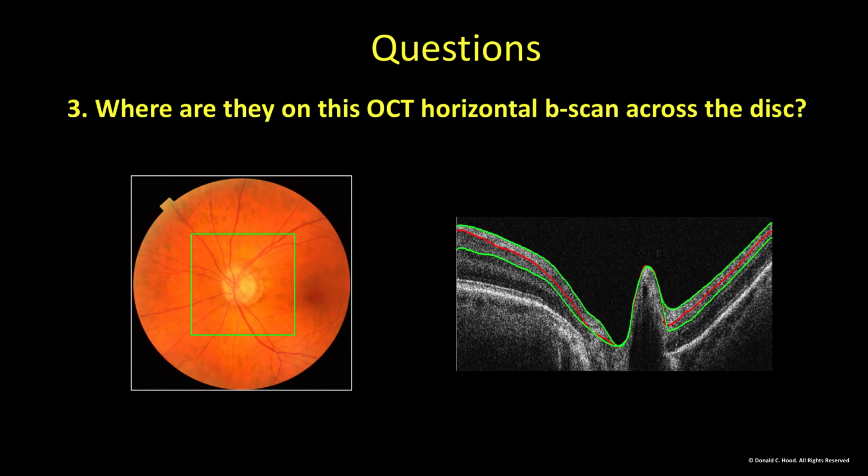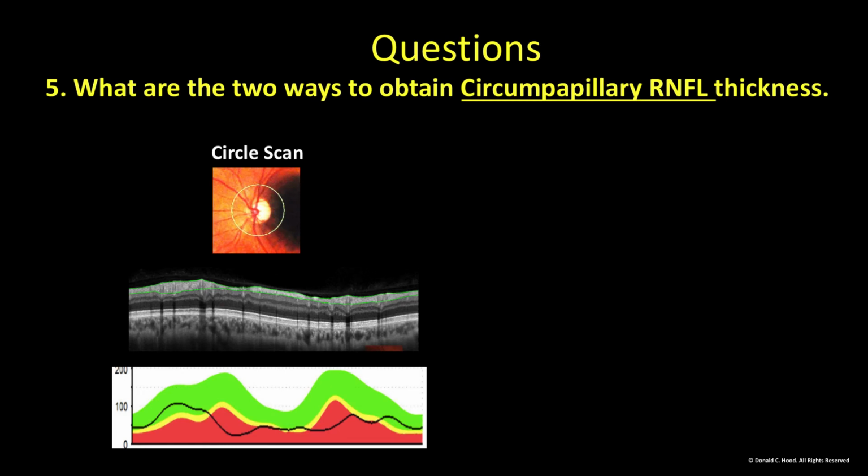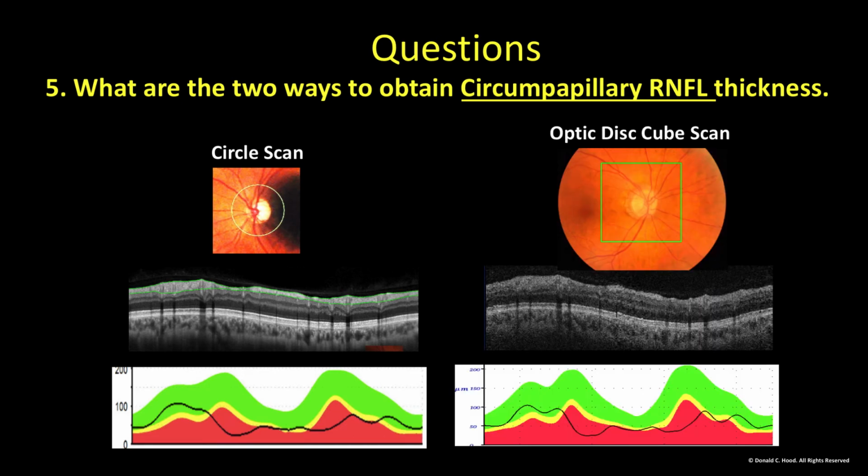Where are they on the horizontal scan? Here's one of the 128 line scans through the disc. That's the retinal nerve fiber layer. That's the retinal ganglion cell layer. And then finally, where are they on the OCT circumpapillary circle scan? That's the retinal nerve fiber layer. And there are two ways of obtaining this circumpapillary retinal nerve fiber layer thickness plot. You can get it with a circle scan, or you can derive it from the cube scan.